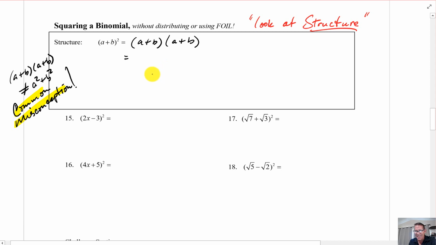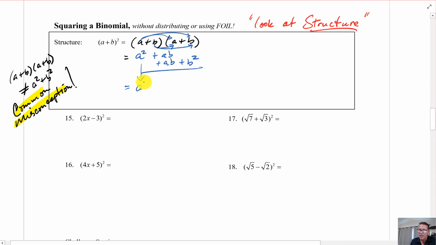All right, we're going to use the distributive property. A times a is a squared. A times b is ab. B times a is ba, which is the same thing as ab, so I'm going to rewrite it as ab so that you understand that they're like terms. And then b times b is obviously b squared. And notice how I lined up the like terms too. Not everybody does that, but I do, just to show you that you can only combine like terms.